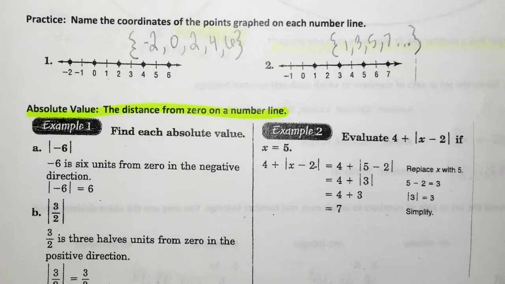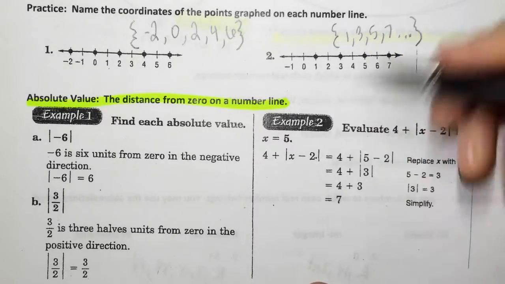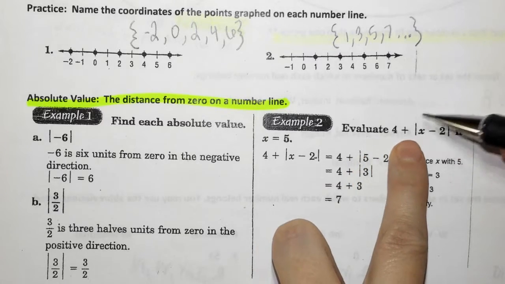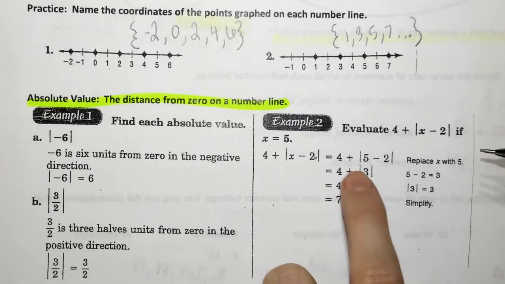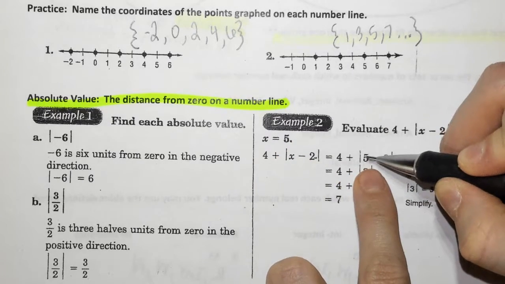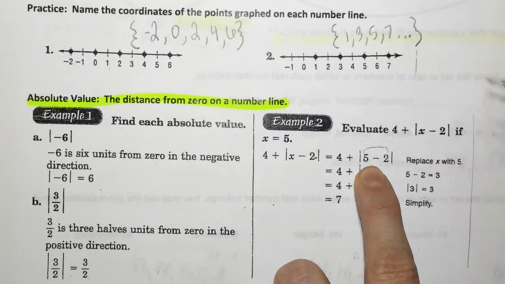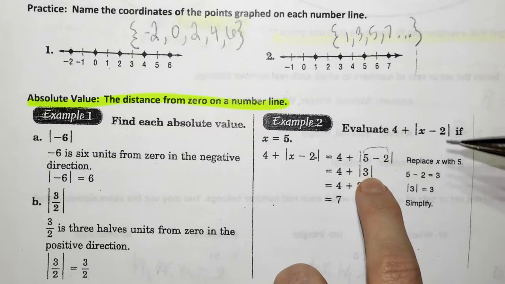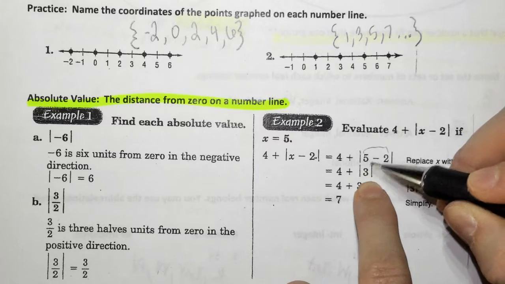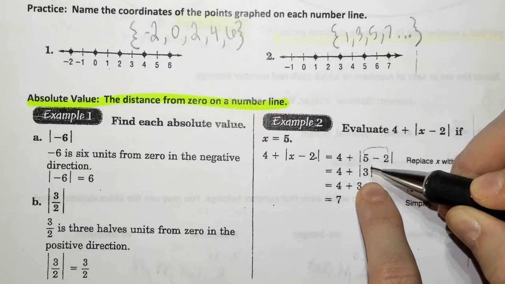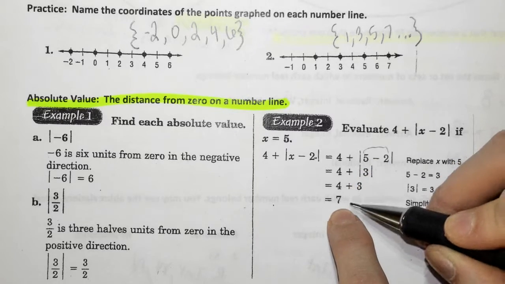Okay, the ones that tend to be tricky on here are the ones where we have expressions that we have to evaluate. On here it says evaluate 4 plus the absolute value of x minus 2 if x is equal to 5. So first thing you do is substitute in. We put the 5 in. Next, evaluate what's inside the absolute value bars first, and then take the absolute value. So simplify it inside the bars first, and then take the absolute value after you've done that. So 5 minus 2 is 3. Absolute value of 3 is 3. 4 plus 3 is 7.